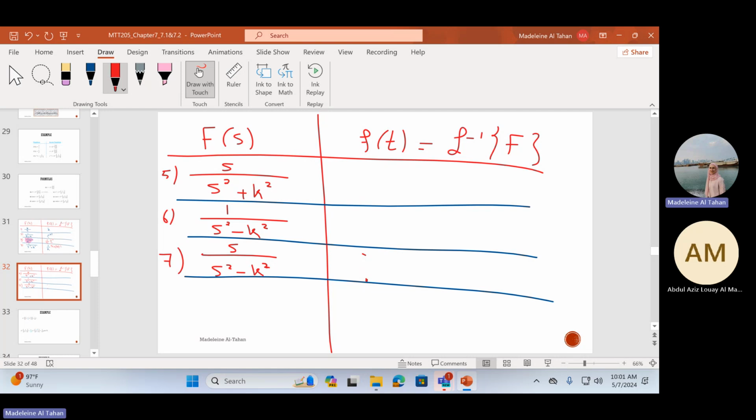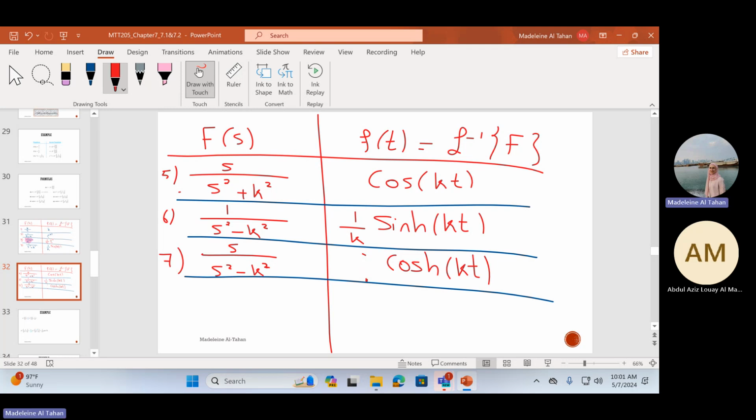Okay. s squared plus k squared, it looks like what? Cosine or sine? Cosine kt. Should I divide by something? No. I have that. Now this one, s squared minus k squared, and a constant here, it reminds us of sinh kt. But in sinh kt, we have k up. So what should we put here? 1 over k. This one, it reminds us of cosh kt, and we don't divide because we have s up.